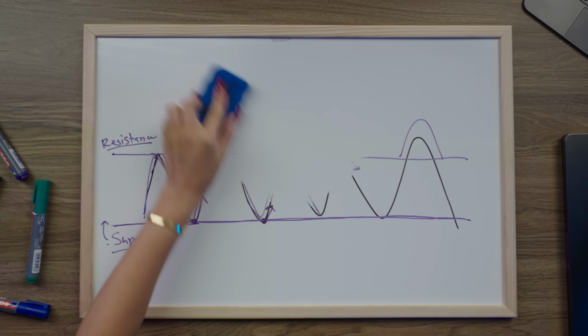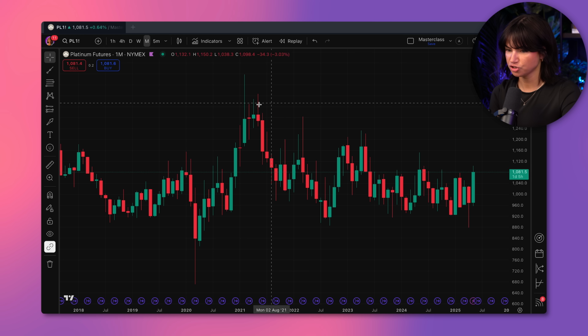Okay, now let's go over some real-world examples on TradingView. So we've got platinum on the monthly time frame.